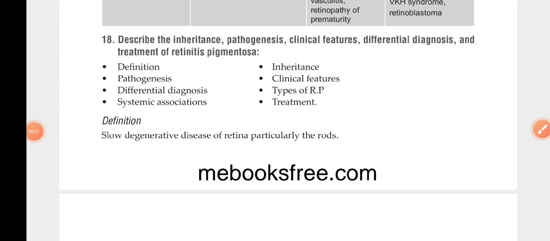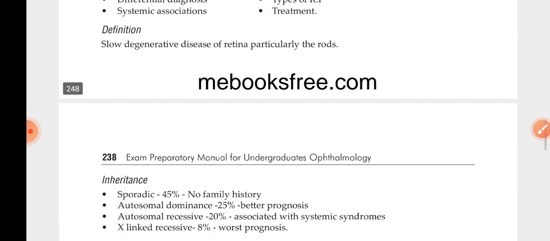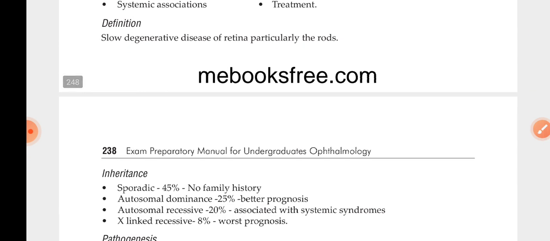Today we are going to see retinitis pigmentosa. We have divided it into definition, pathogenesis, differential diagnosis, systemic association, inheritance, clinical features, types of retinitis pigmentosa and treatment. First, the definition: retinitis pigmentosa is a slow degenerative disease of the retina, particularly the rods.